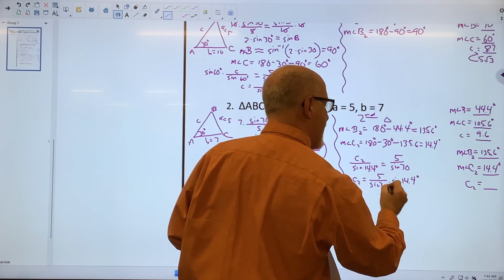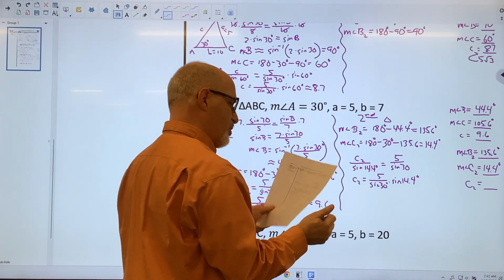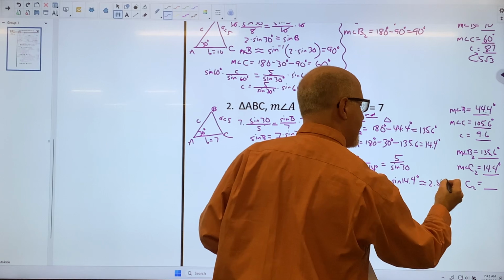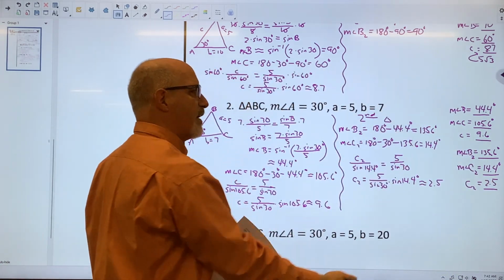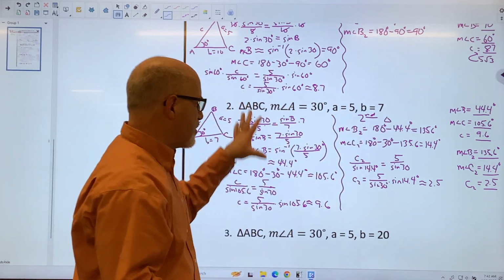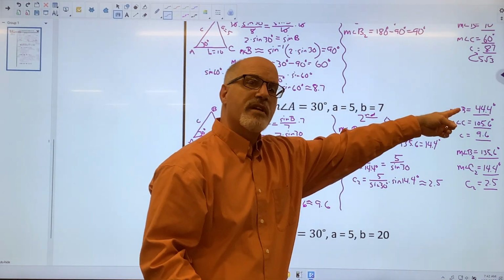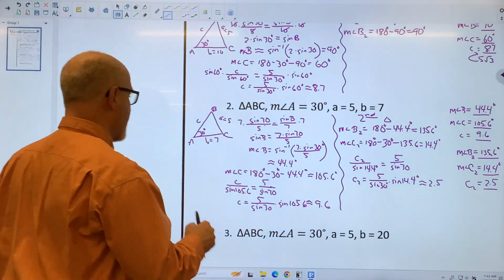Now once I do that calculation, what I get is about 2.5. So I do get a second triangle here solving. I get my first one doing my original case, check to see if the supplement of that original solved angle gives you a second case, and in this case it does.